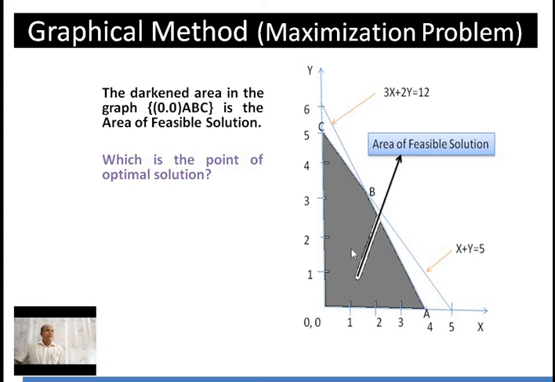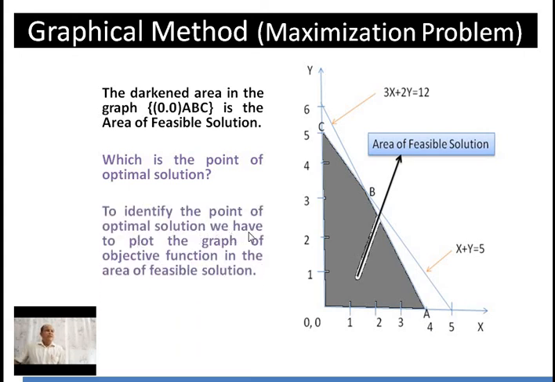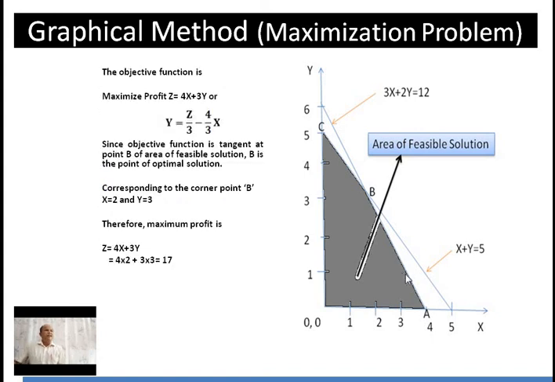So to identify the point of optimal solution, we have to plot the graph of the objective function in the area of feasible solution. Now for this purpose, let us consider again the objective function z equal to 4x plus 3y, or it can be written as y is equal to z by 3 minus 4 by 3 x. By plotting this objective function in the graph, we get this graph for the objective function.